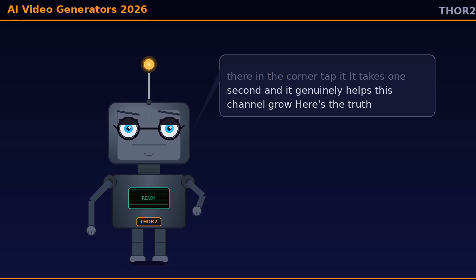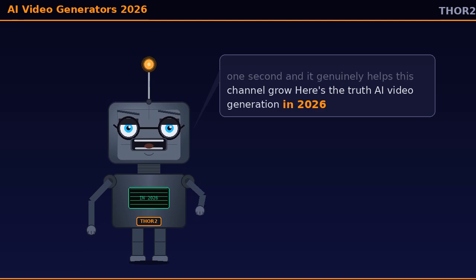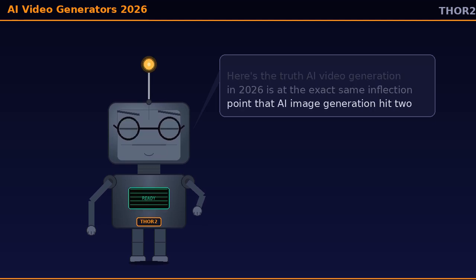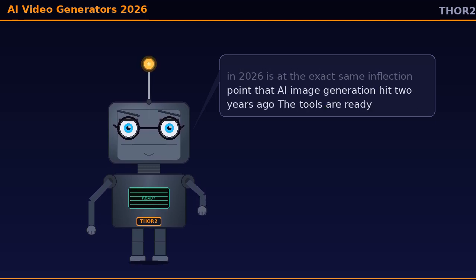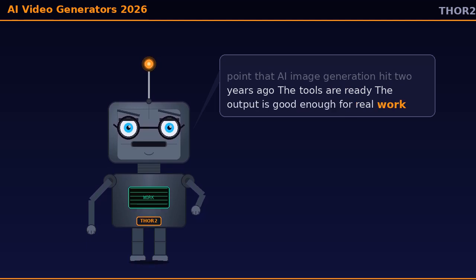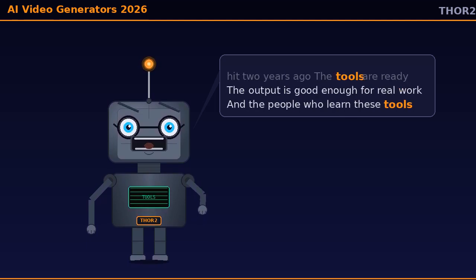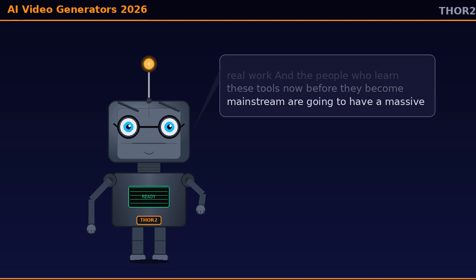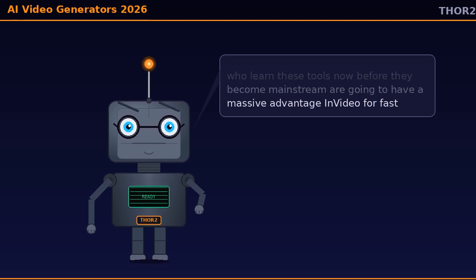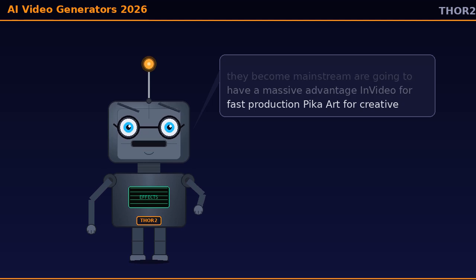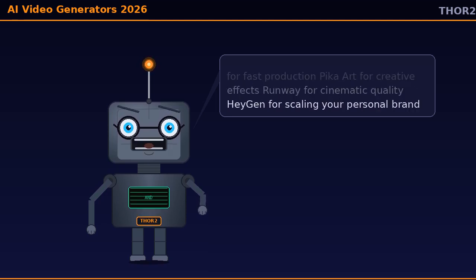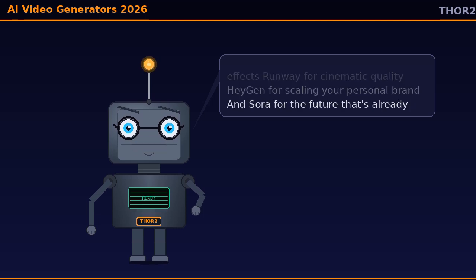Here's the truth. AI video generation in 2026 is at the exact same inflection point that AI image generation hit 2 years ago. The tools are ready. The output is good enough for real work. And the people who learn these tools now, before they become mainstream, are going to have a massive advantage. InVideo for fast production. Pika Art for creative effects. Runway for cinematic quality. HeyGen for scaling your personal brand. And Sora for the future that's already here.